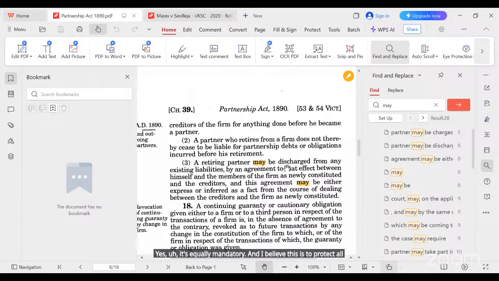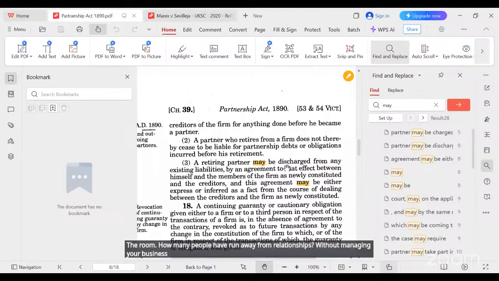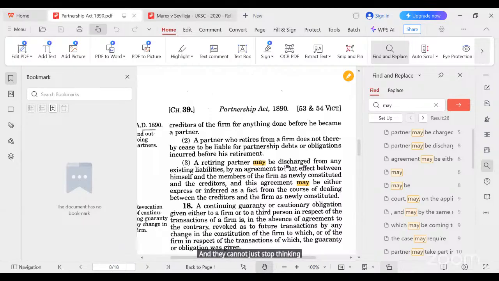This is to protect all parties concerned. So you cannot run away from your debts. Because this subsection is saying that if you retire, you cannot run away from your indebtedness. You will still be liable for those debts and obligations. Because some people, when they're overwhelmed, what do they do? They run. How many people have run away from relationships, whether marriage or business? Because there are looming problems, and they cannot just stop thinking about it. They want to distress themselves, and they say, I am done.